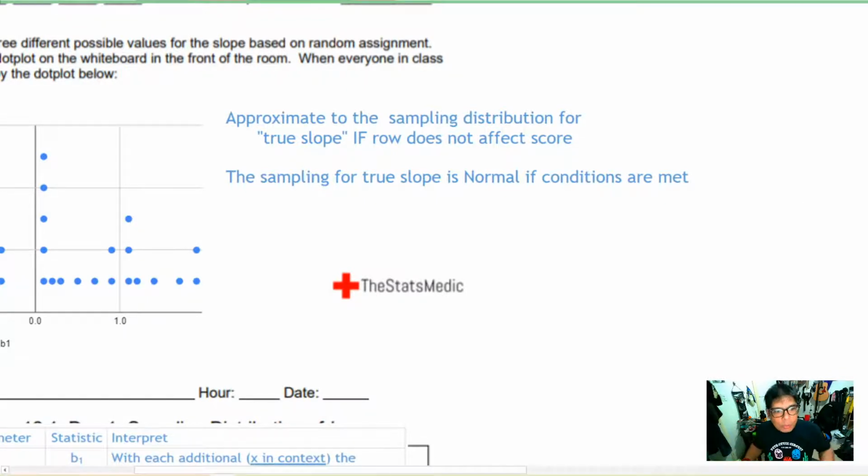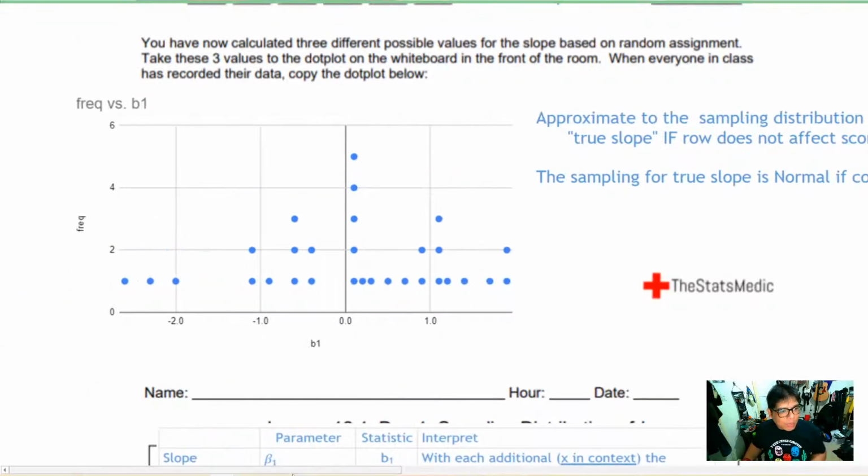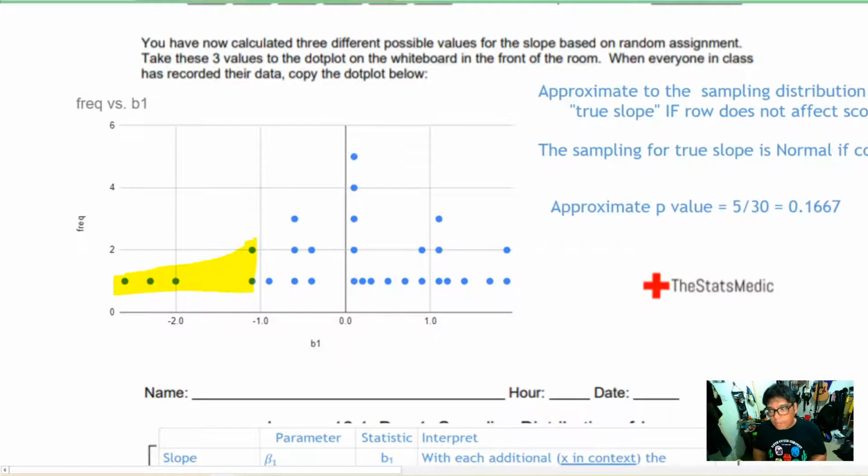So our slope was negative 1.15. How rare is that? What is that p-value? Well, let's count how many of our observations were 1.15 or less. And that is just, what is that, 5 out of 30? About 0.1667. Why don't we take a minute and interpret that p-value.